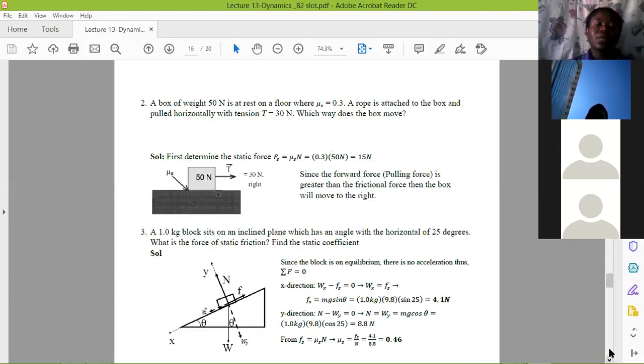That's what is important. Then in example 2, let's say a box of a given weight is at rest, so it means the box is not moving, with a static coefficient equal to 0.3. A rope is attached and pulled horizontally with a tension equal to 30 Newton. Which way does the box move?